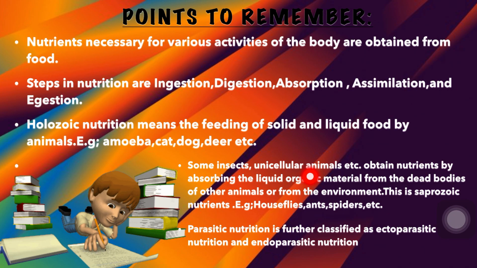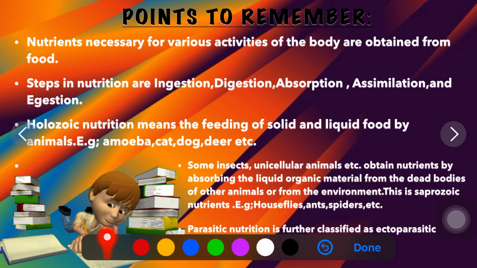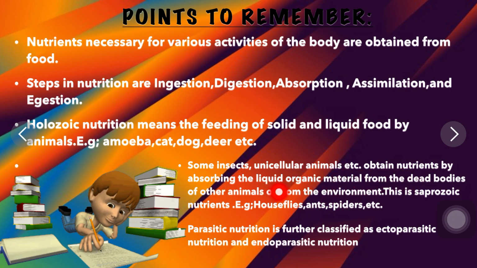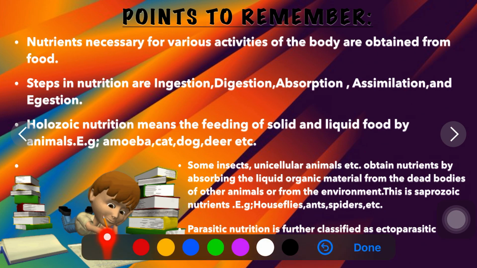Yes, student. Saprophytic means those animals feeding only on liquid food from other animals. Some insects, unicellular animals, etc. obtain nutrients by absorbing the liquid organic material from the dead bodies of other animals or from the environment. This is called, what I told you, saprophytic nutrition. For example, houseflies, ants, spiders, etc. Parasitic nutrition is further classified as ectoparasitic nutrition and endoparasitic nutrition.